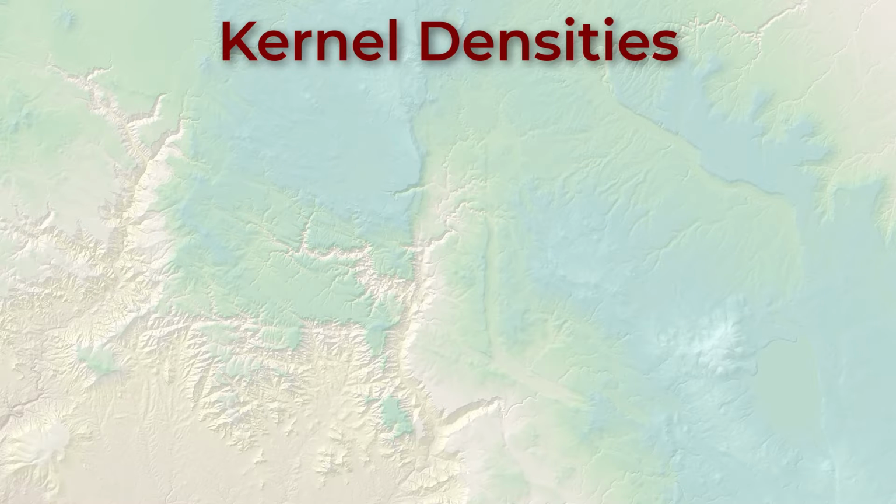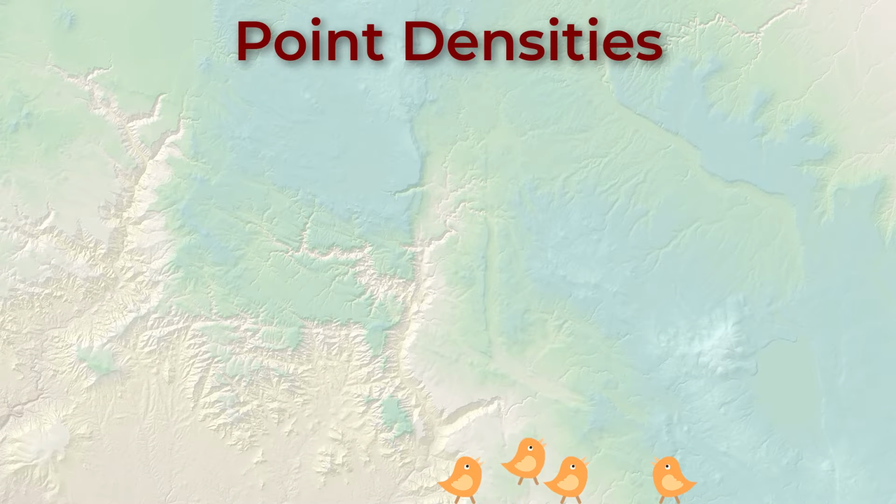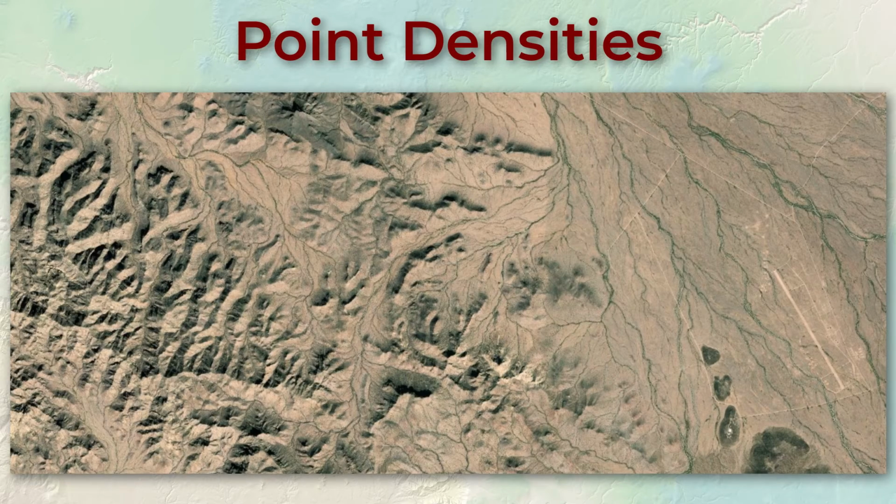Now, proper understanding of what makes kernel density analysis especially cool should start with a discussion of a simpler type of analysis called point density analysis. So let's look at that briefly before moving on to true kernel densities. Now, the goal of any point density analysis, and that includes kernel densities, is to describe the landscape in terms of how densely points are distributed in that area.